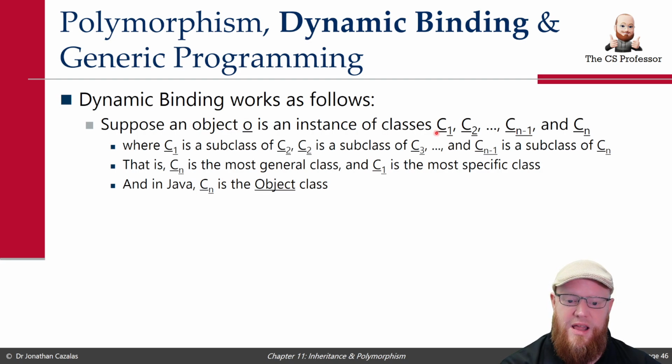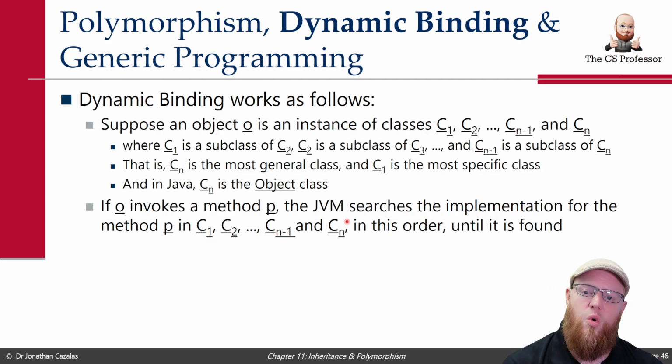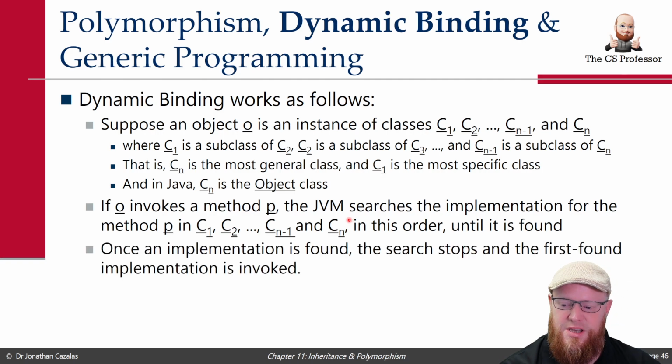So suppose an object is an instance of all of these classes, where C1 is a subclass of C2, C2 is a subclass of C3, all the way up to Cn, where Cn is the most generic, the most vanilla, and C1 is the most specific. In Java, of course, we know that Cn, that most generic class, is the object class. If this object O invokes some method P, the Java virtual machine will look for an implementation of that method P within C1, C2, C3, all the way up to Cn in that order until it's found.